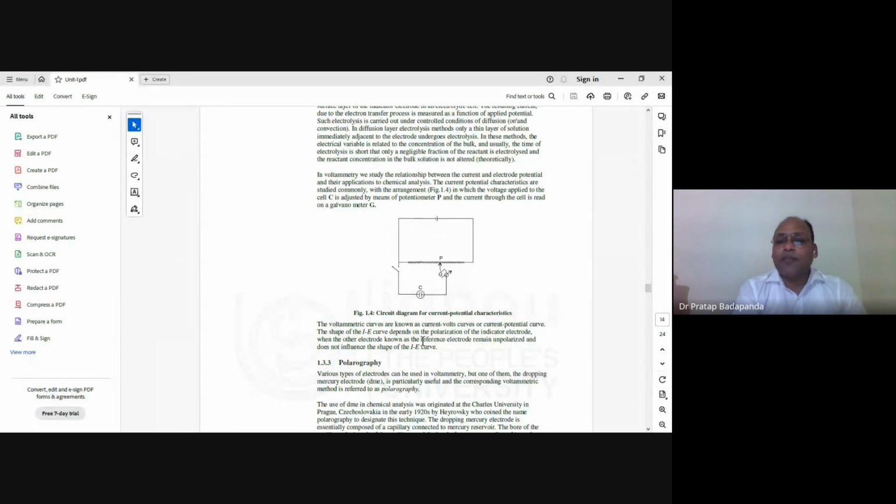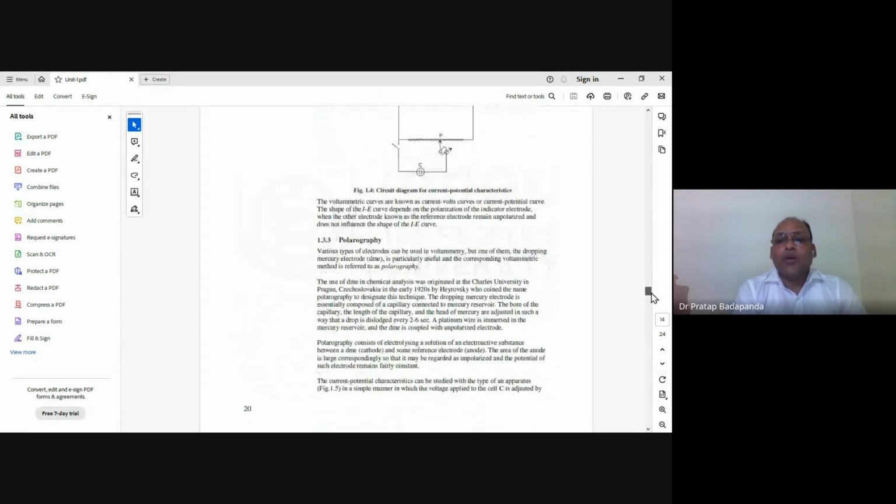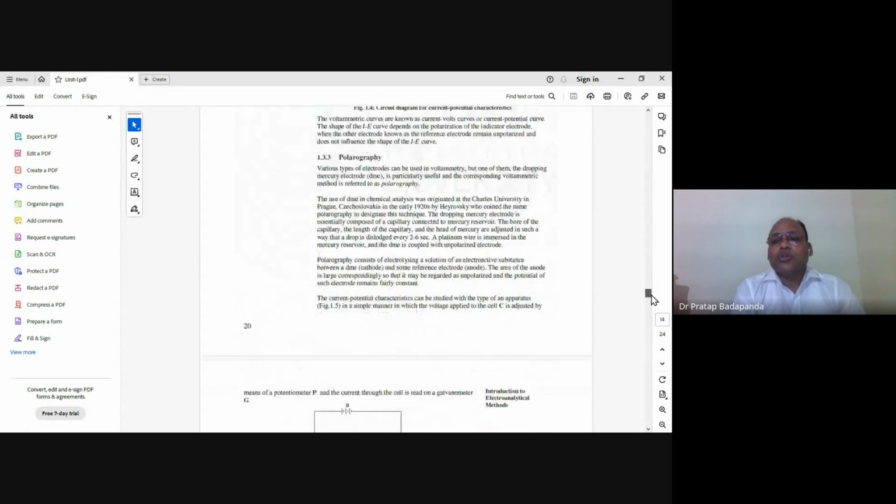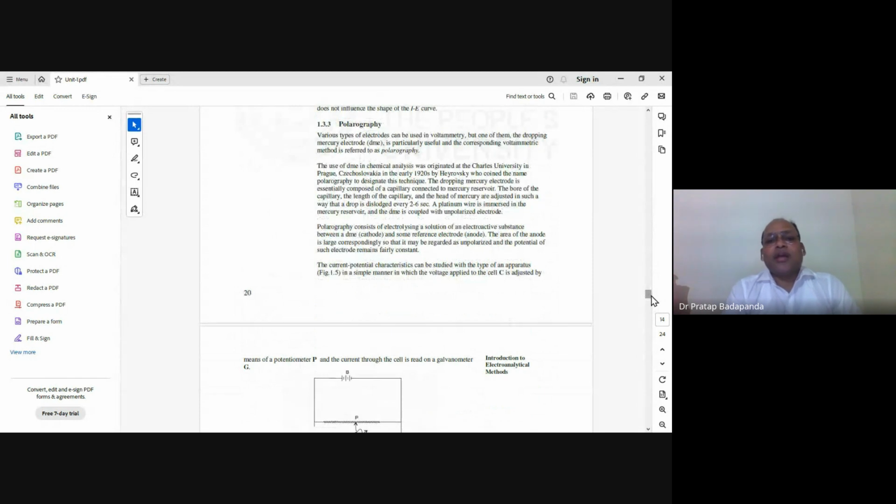Okay, next, polarography. This is an interesting method. Various types of electrodes can be used in voltammetry, but one of them, the dropping mercury electrode, is particularly useful, and the corresponding voltammetric method is referred to as polarography.